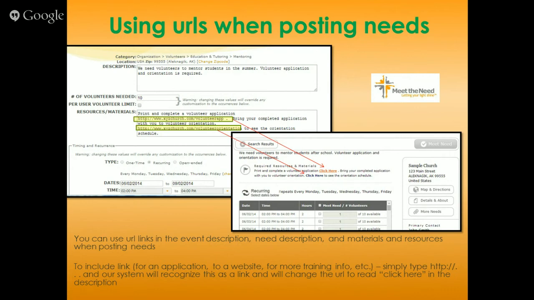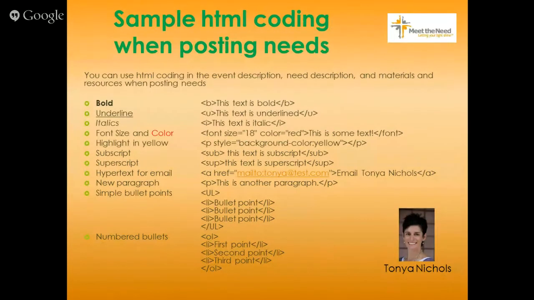Another thing that you want to keep in mind: here's some simple sample HTML coding when you're posting needs. You can use HTML coding in the midst of the need description or the resources or materials. For instance, if you want a certain word to be bolded or underlined or italics or a certain color or even highlighted in yellow, if you want to make a certain word a hypertext, if you want to start a new paragraph, maybe put some bullet points in a need description, you have the options to do that. And here's some coding that we use and you can use to do that. And here's kind of how it works.